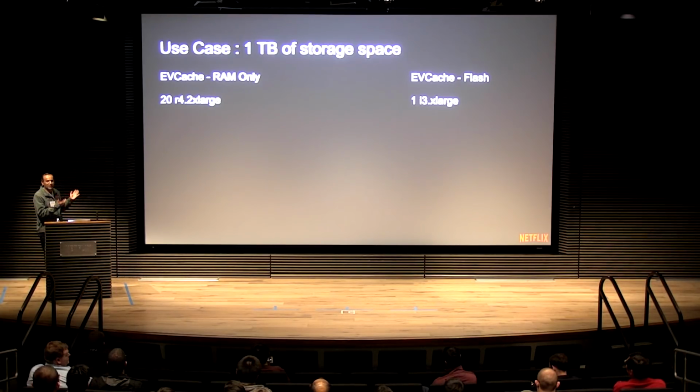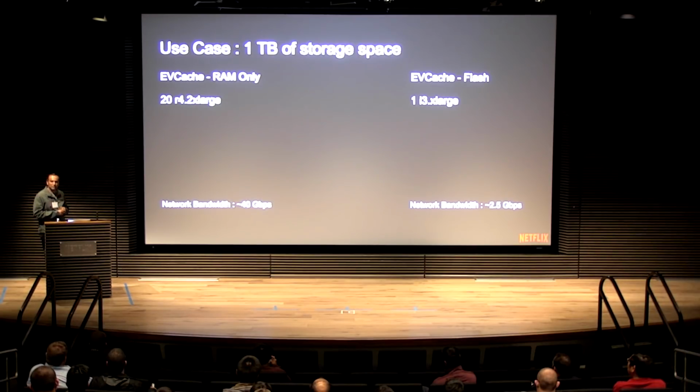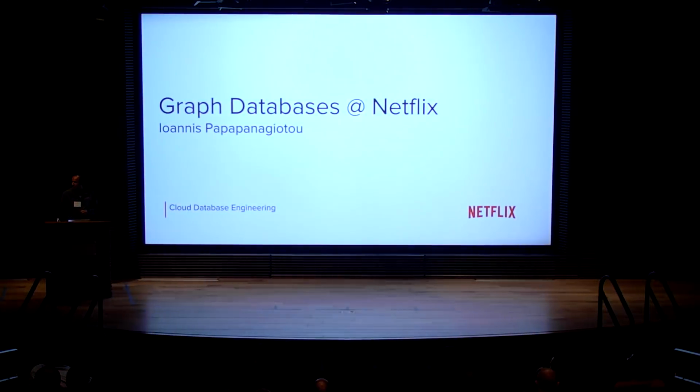But what is the catch here? The catch here is the network bandwidth that we can expect out of 20 R4 2xlarges is 40 gigabits per second. Whereas with one i3 xlarge, you'll get roughly 2.5 gigabits per second. So if you are network bound, you may need a few more instances to support the network capacity. So that's about it. Thanks, Yanis.